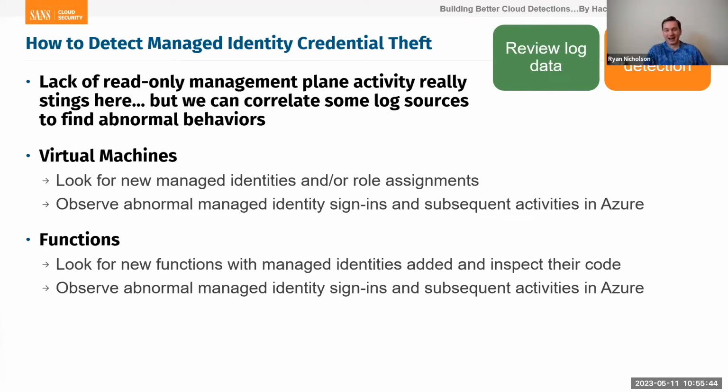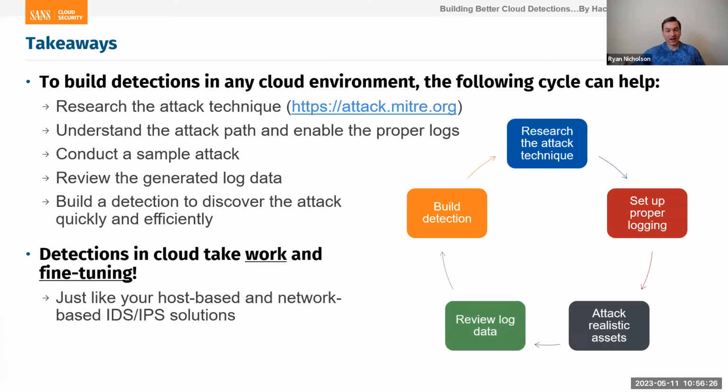Maybe that VM normally uses its managed identity to access cloud storage, but now all of a sudden it's doing a bunch of other wild things. So look at abnormal behaviors on what those managed identities are ultimately performing in your cloud environment. Same can be said with functions. Look for brand new functions that pop up out of nowhere, especially if there are managed identities attached to them. If those identities are being used, let's say in Azure AD sign-in logs, you see that identity being leveraged, and you pivot to the activity log and see how it might be utilized in your environment. And again, those abnormalities could begin to stick out quite a bit here to try to detect this very anomalous behavior.